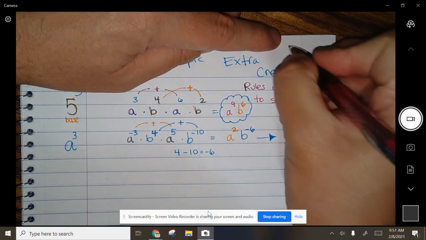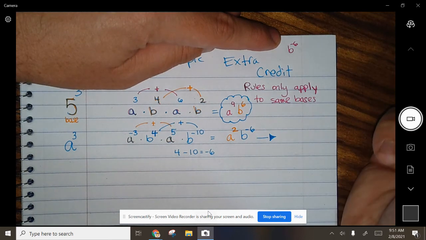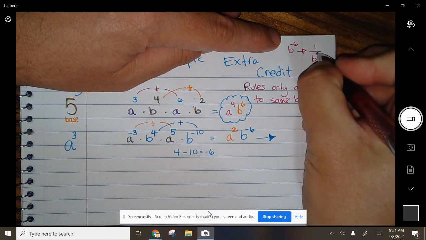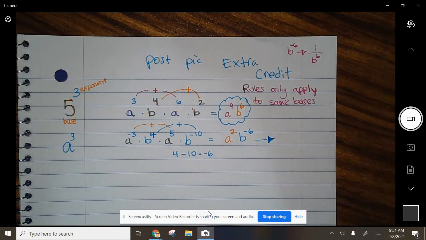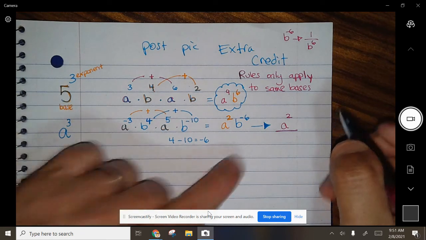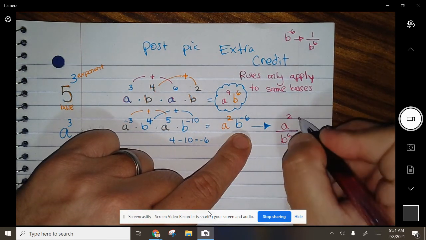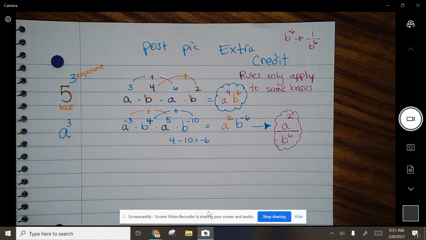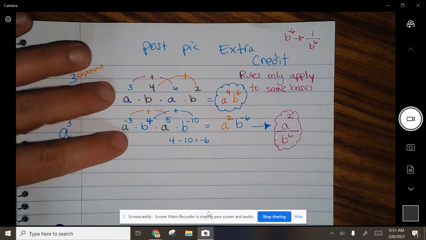And if you want to come up here, I'll put this up top here too. Remember, anything to the negative 6 has to flip sides and become positive. All right, so that's what's going to happen here. You're going to have A squared on top over B to the 6th. All right, cool. Now, that's one part.